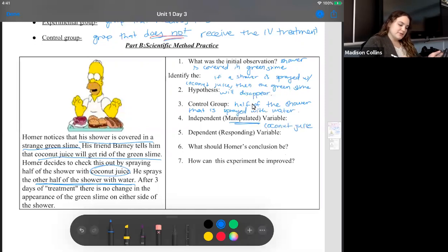Okay, dependent variable is what's being measured or what is responding to the treatment. So I'm going to put also measured here, because what are we measuring? We're measuring the amount of slime in the shower.